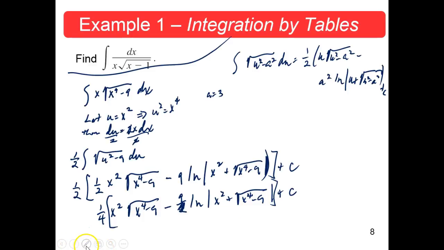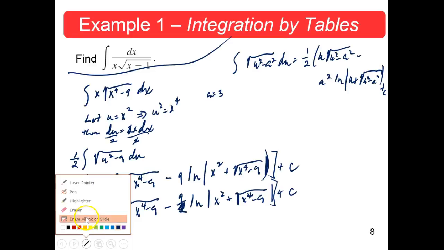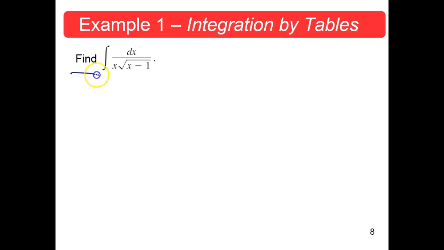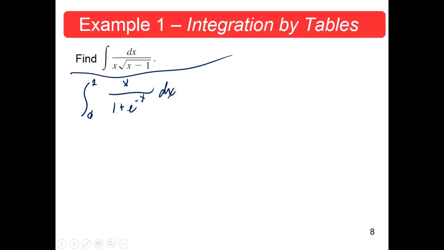Let's try example 3. Okay, looks fairly straightforward. But this is a definite integral from 0 to 2 of x over 1 plus e to the minus x squared dx. Okay. Oh, x squared, you're right. I just noticed that. Okay.